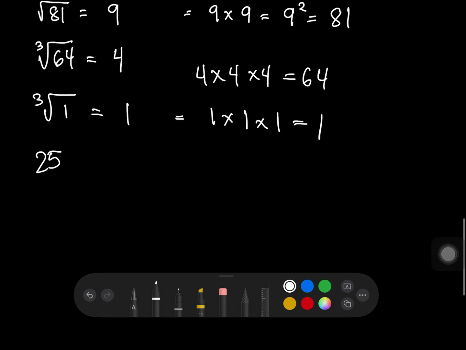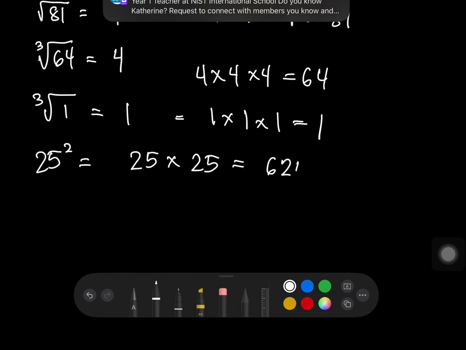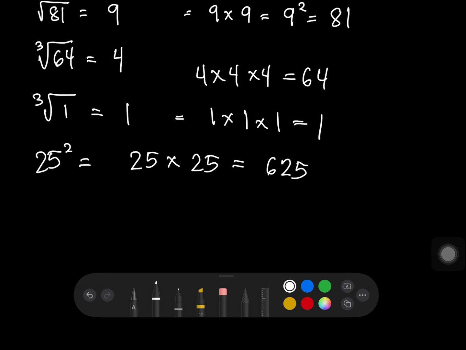How about if you have 25 square? 25 square is the same as 25 times 25, and that is equal to 625. Now what if you have cube root of 1331? What do you think the answer is? Please pause this video and try to answer. All right, very good. The answer is 11, because it is the same as 11 times 11 times 11, and that is 1331.